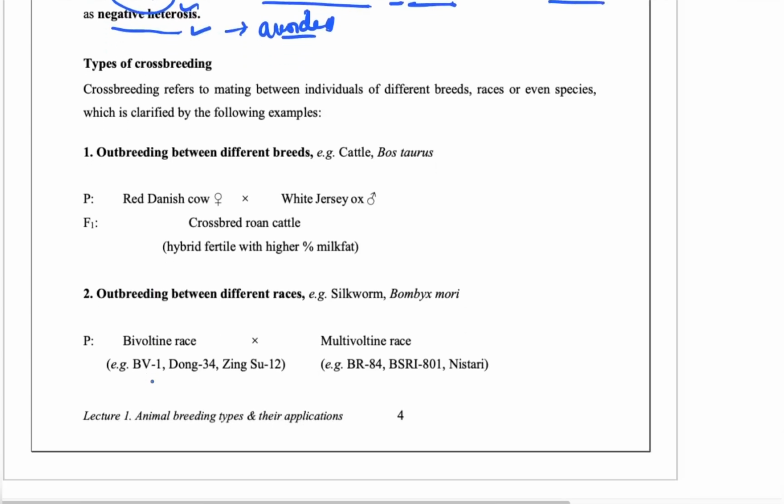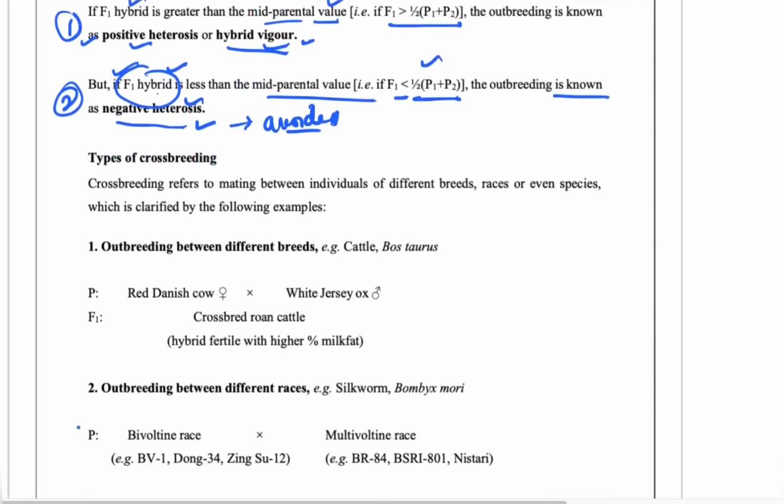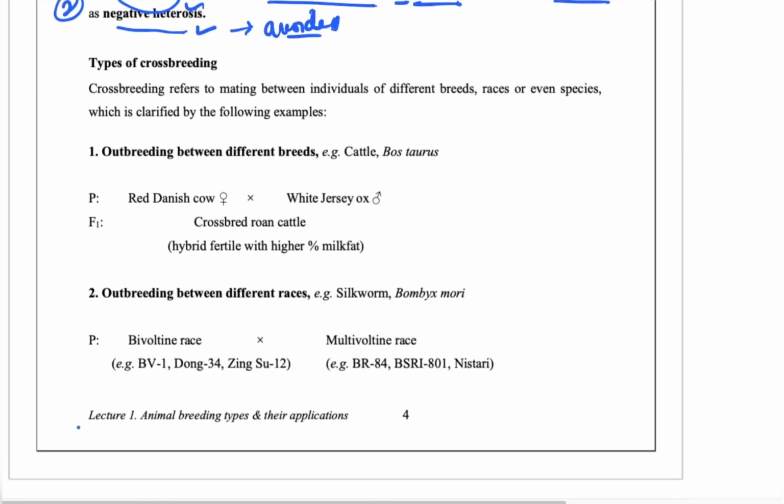Now let's talk about crossbreeding. So this is basically outbreeding. So outbreeding में दो चीज़ें हैं. There is one called positive heterosis and there is second called negative heterosis, right? Then there is crossbreeding. Crossbreeding means the mating between the individuals of the different breeds or race or even species can be different. So first example is outbreeding between the different breeds we are taking.